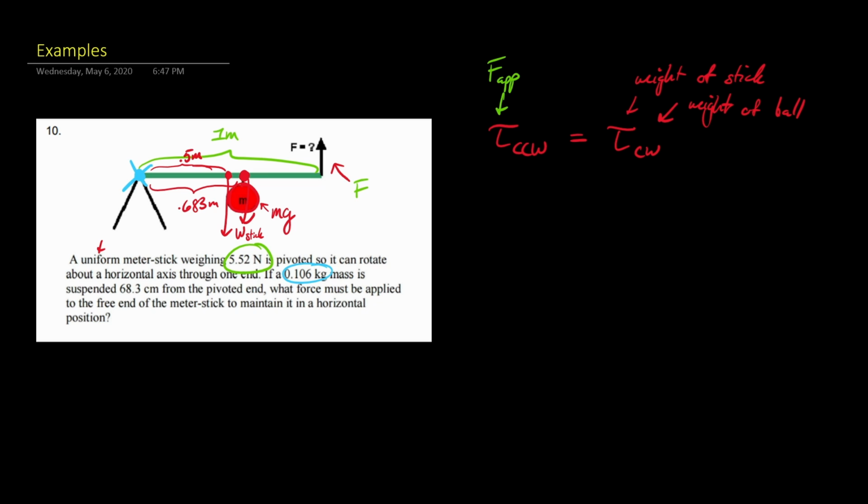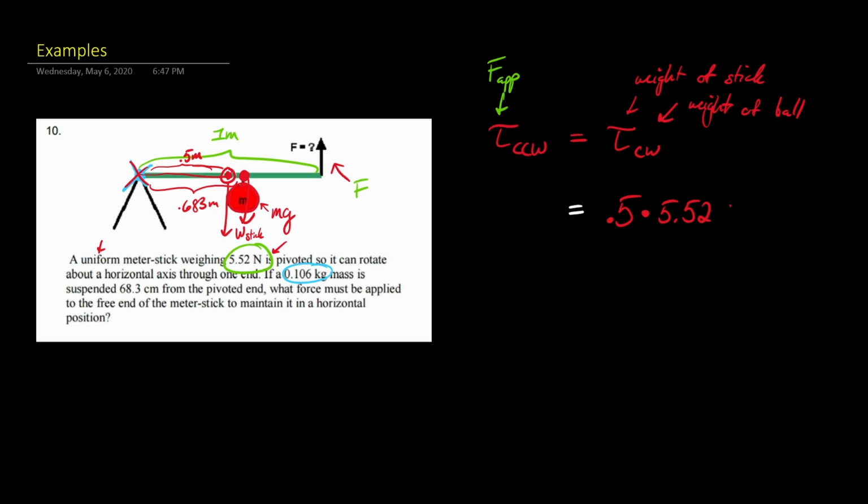Okay, so let's find out what all the torques are in terms of numbers. What's the torque due to this weight force of the stick? Now remember, torque is R times F, or F times R, however you want it. So R is the distance from the rotation point to where the weight force acts, which is at location 0.5 meters. So that's R, and all I have to do is multiply it by the weight force, which in this case is told to us to be 5.52 newtons.